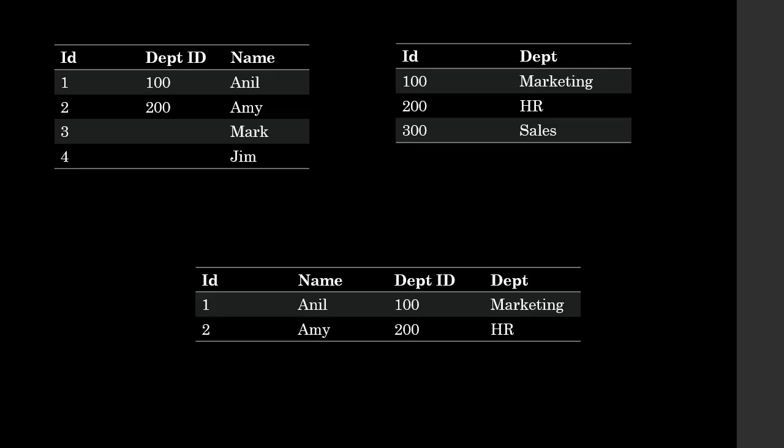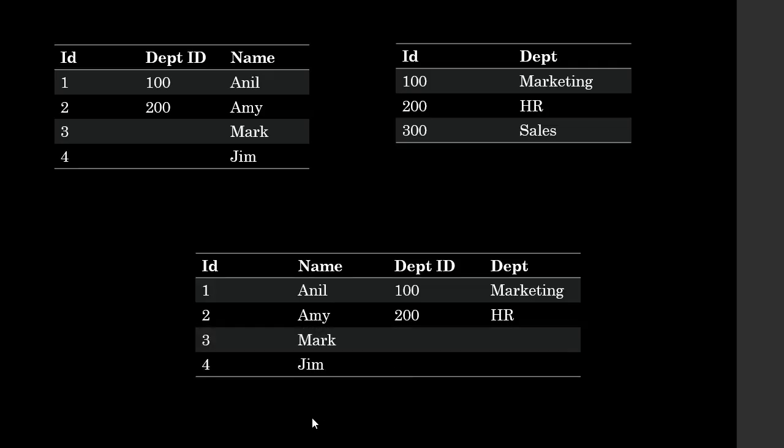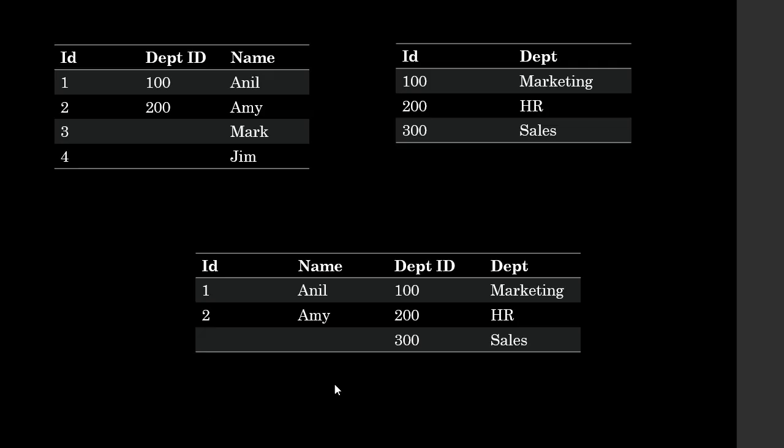However, you might want a result set that looks like this. You still want all the employees, and if they have matching department, then show the department name, else leave them blank. Or alternatively, you might want to get a list of all the departments and matching employees. So in this case, sales doesn't have an employee, yet you'll still see a record. Both of these can be achieved with outer joins. So let me go to SQL and show you how that works.